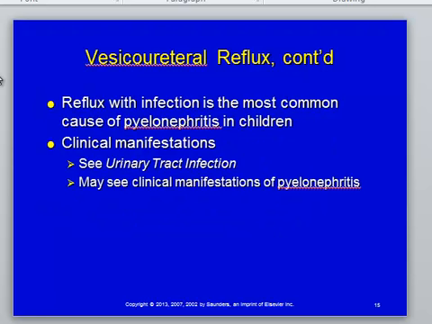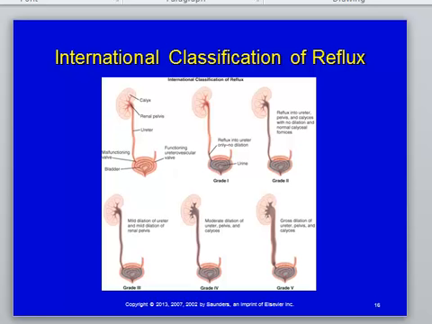Reflux with infection is the most common cause of pyelonephritis in children, and it's the same type of signs and symptoms that we see in UTI. And you may see those clinical manifestations of pyelonephritis, which is more of a systemic infection than a UTI in the bladder. On page 461, there's an international classification of reflux, and it's graded.